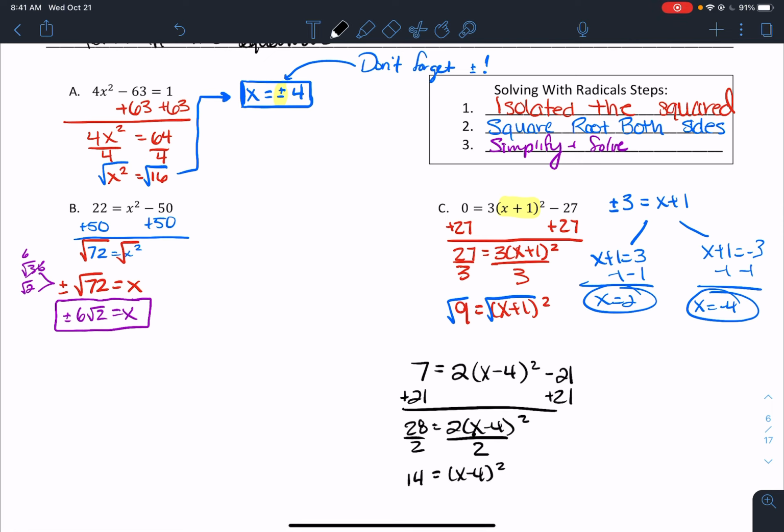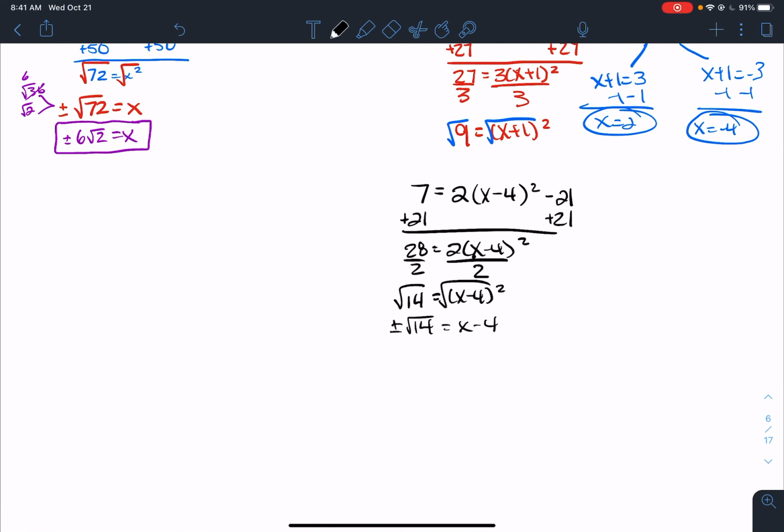I have the x minus 4 squared all by itself, so I'm going to square root both sides, and I get plus or minus square root of 14 equals x minus 4. At this point, I can't simplify that 14, and I still have to add my 4 over. So I'm going to have 4 plus or minus the square root of 14 equals x. That's an acceptable way to leave your answer.